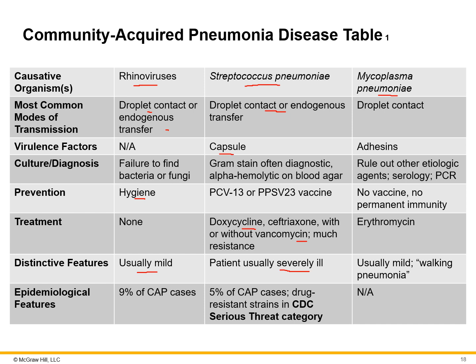The mycoplasma pneumonia, this is the one without a cell wall, so droplet contact. It does produce adhesins to help it attach. No vaccine, but it is susceptible to erythromycin, and typically mild and referred to as walking pneumonia.